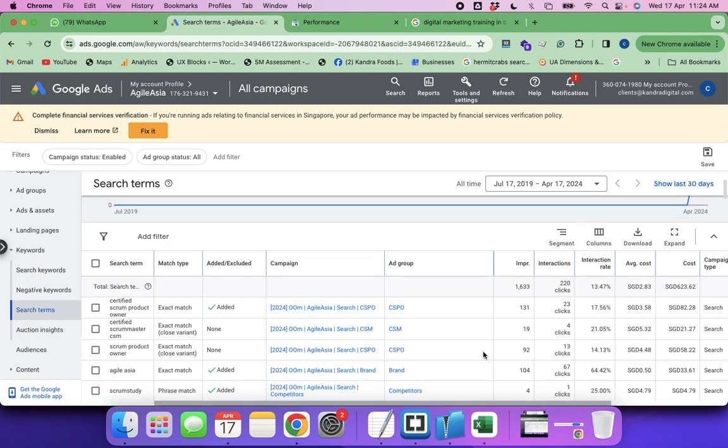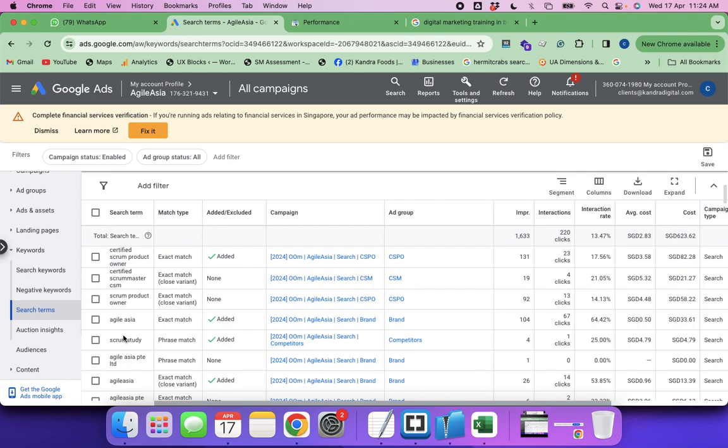Look at this. These are the terms used by people. So added indicates this is.